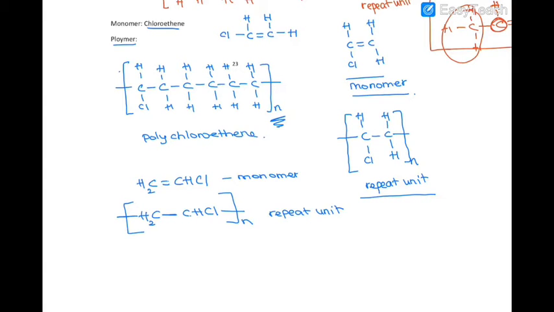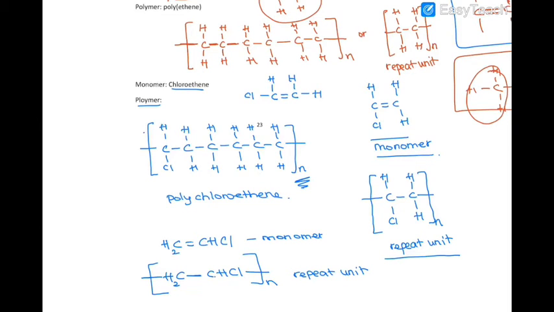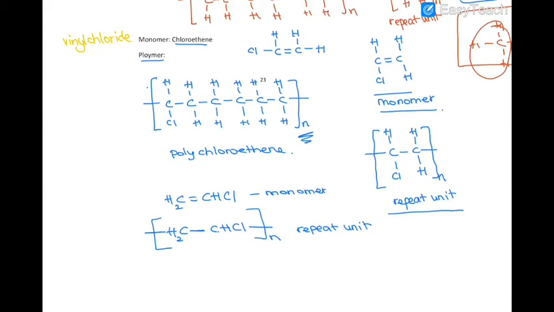polychloroethene. And previously, ethene was called vinyl. So chloroethene was actually vinyl chloride. This is the old name. So this is vinyl chloride. Therefore, the polymer is polyvinyl chloride. And this is what we know as PVC. So that's the PVC plastic. This is how it looks like.